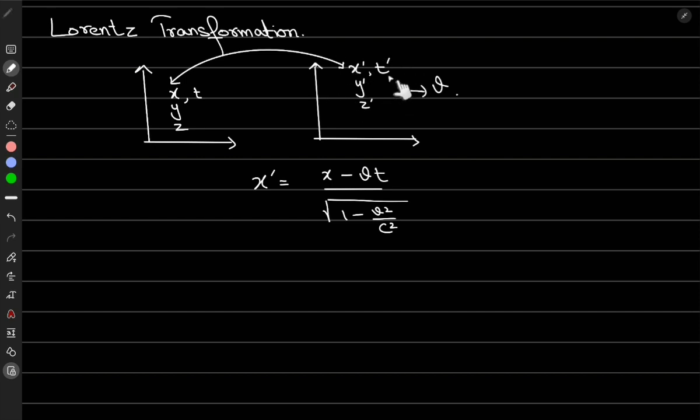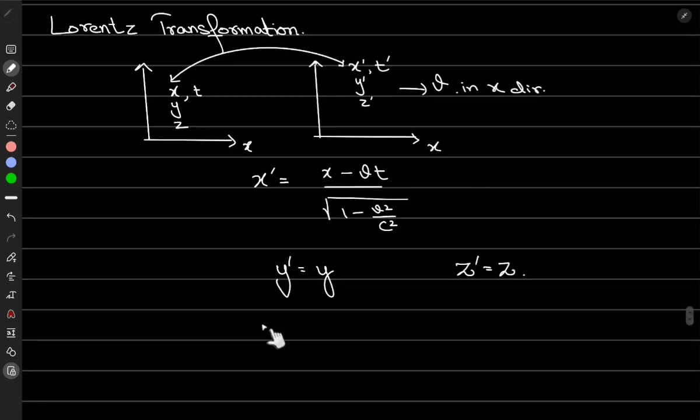Now, for this specific example, since the motion is happening in the x direction, there is no motion in the y or z-axis. What does that mean? That just means that y prime is the same as y. There is no change in that coordinate. Similarly, z prime is also z. There is no change in the z coordinate either.